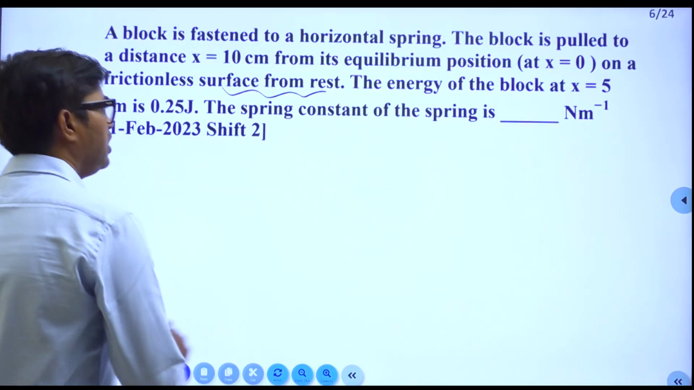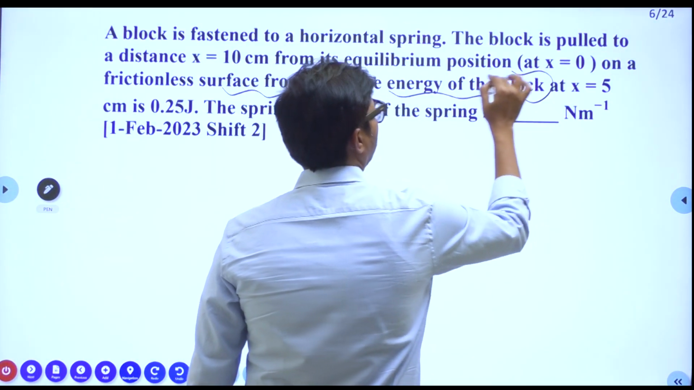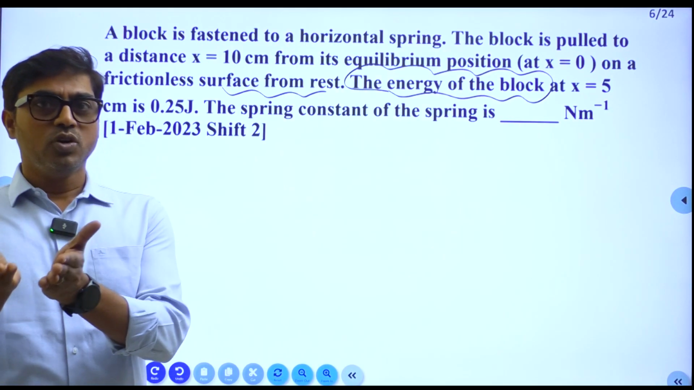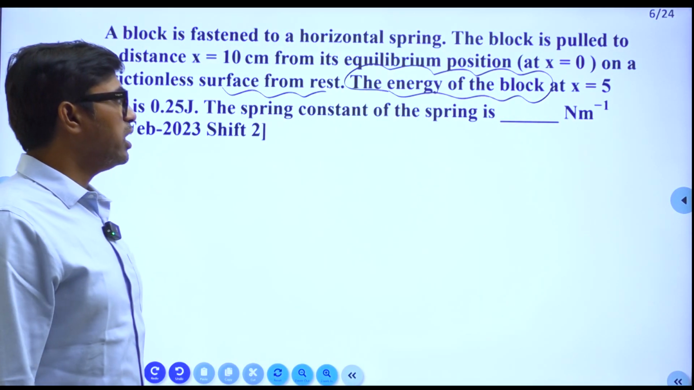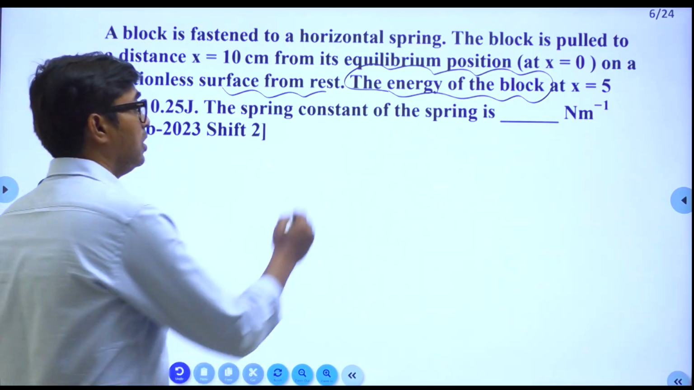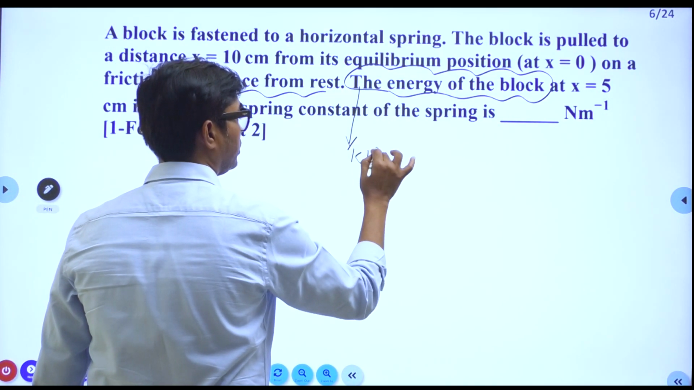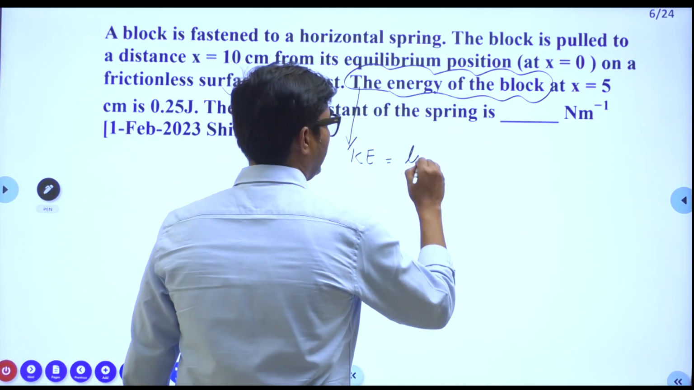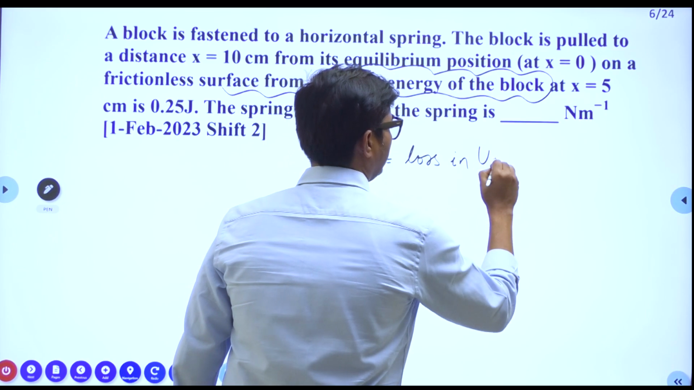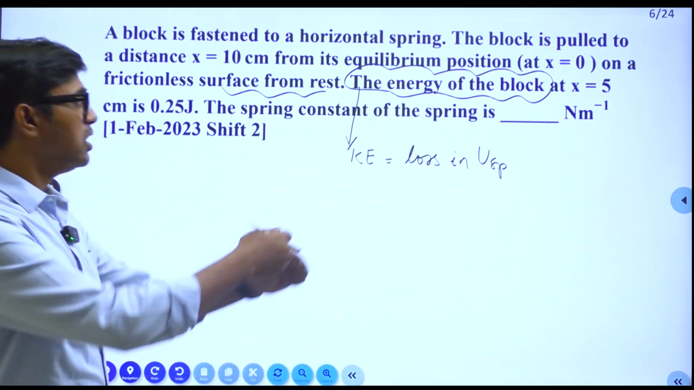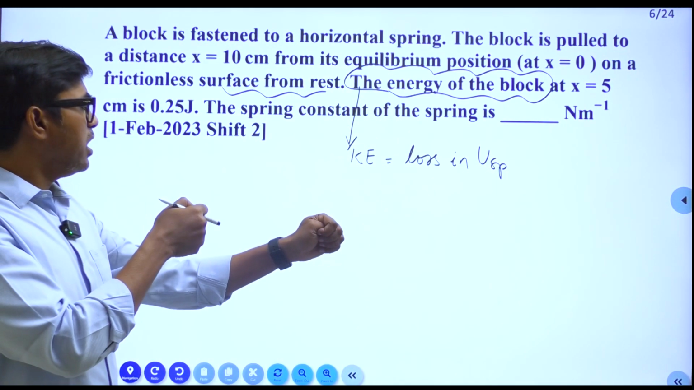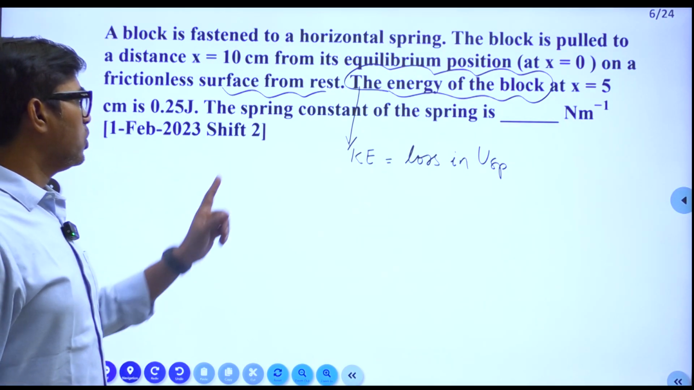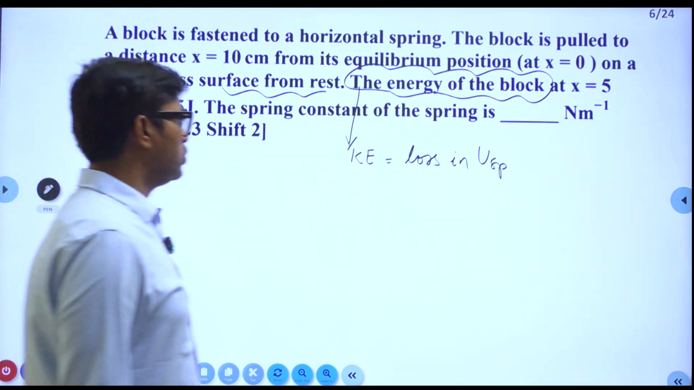Now here, what is the meaning of this statement? Energy of the block they are talking about. See, potential energy will be stored in the spring. But they are talking about energy of the block. So what is energy of the block? That's basically kinetic energy of the block. Kinetic energy of the block equal to loss in spring energy. Spring is losing energy because initially it was stretched by 10 centimeters. When it relaxes to x, there is a loss in spring energy. That will be kinetic energy there. So kinetic energy equal to 0.25 joule. That's what he is saying.